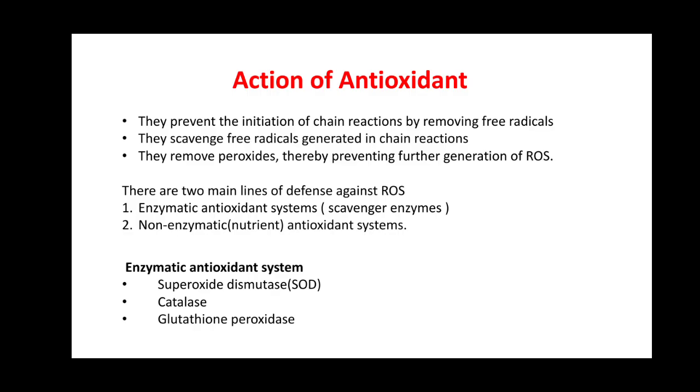Next we'll see the action of antioxidants. Antioxidants prevent the initiation of chain reactions by removing free radicals, and also scavenge free radicals generated in the chain reactions, and they remove peroxides, thereby preventing further generation of ROS. There are two main lines of defense against ROS, that is the enzymatic antioxidant systems, also called scavenger enzymes, and the non-enzymatic antioxidant system. The enzymatic antioxidant system includes SOD, superoxide dismutase, catalase, and glutathione peroxidase.